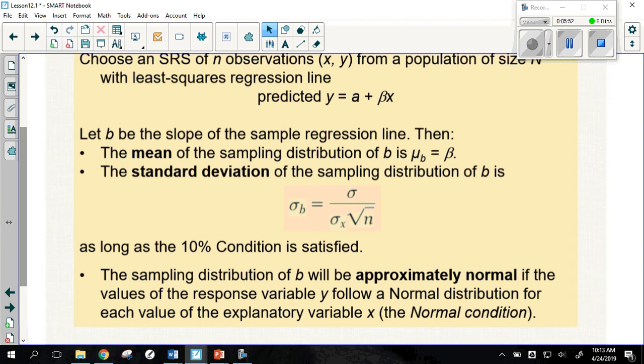So we'll say it's approximately normal if the values of the response variable follow a normal distribution for each value. And what we're really going to be looking for is that there's not an extreme amount of variation in y values as we increase x values. If the variation stays the same, that's okay. But things are going to be weird if we have a high amount of variation in our y values as our x values increase. And I'll show you exactly what that looks like.